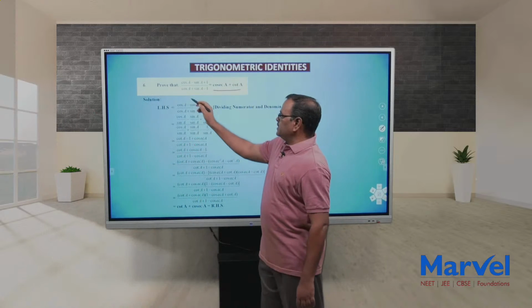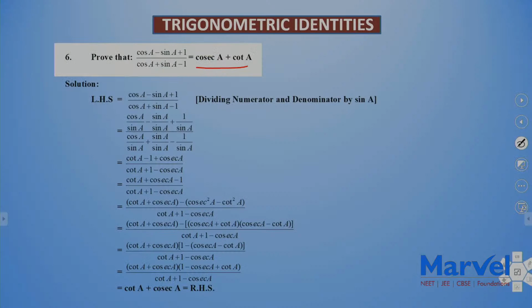So the given expression is: prove that (cos A minus sin A plus 1) by (cos A plus sin A minus 1) equals cosecant A plus cot A. If you simplify this, it is 1 by sin plus cos by sin, and hence divide numerator and denominator by sin A. So how to select this function? Based on the value of the denominator of the RHS. Therefore, write LHS: (cos A minus sin A plus 1) by (cos A plus sin A minus 1). Divide numerator and denominator by sin A.